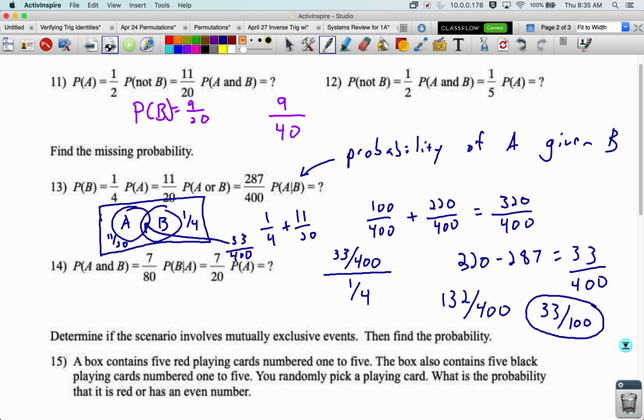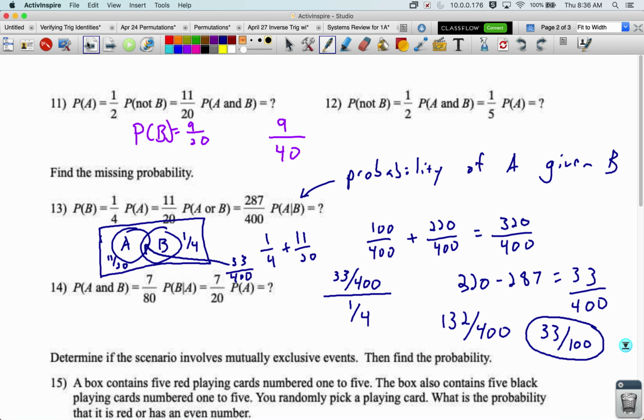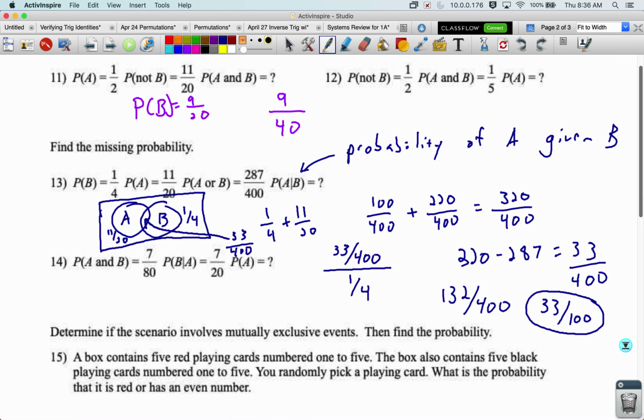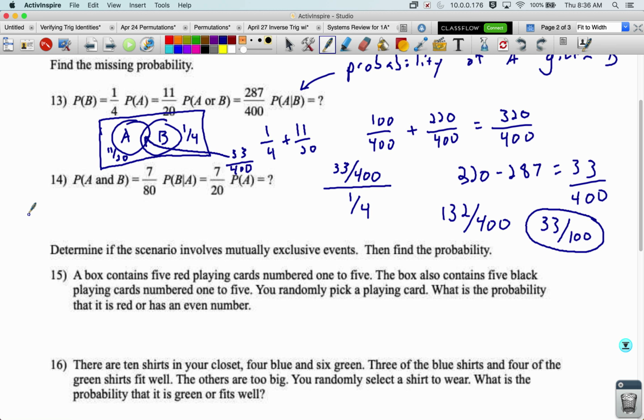Let's see if we did that right. 33/100ths. Yeah, that's a very tricky one. We're going to be working on that more with further problems. Let's just do 14 to make sure we're getting it.